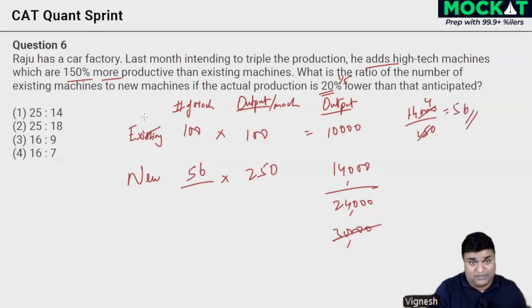The question asks this: what is the ratio of the existing to new? 100 is to 56. Divide by 4. You get your 25 is to 14. Option 1 becomes the answer here.